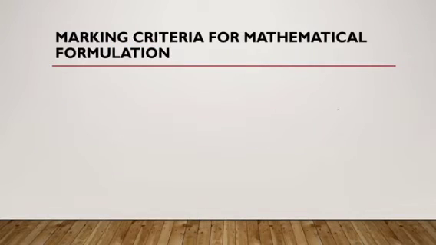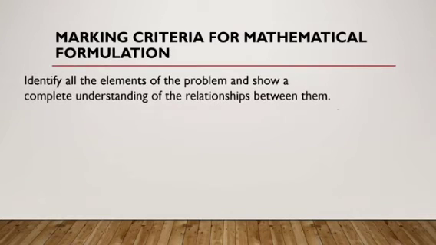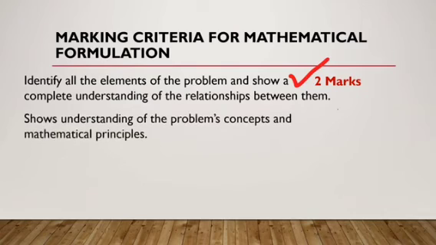After you have formulated your mathematical model, then you juxtapose it against your marking criteria. If you have identified all the elements of the problem and you have shown a complete understanding of the relationship between them, then you would have had 2 marks for this. If you showed understanding of the problem, concept, and mathematical principles, then another 2 marks will be allocated.